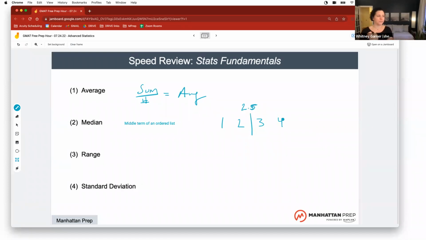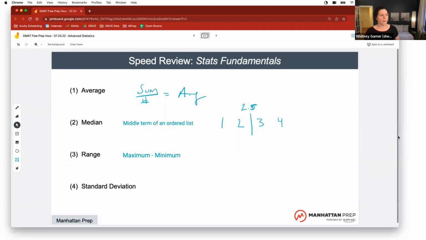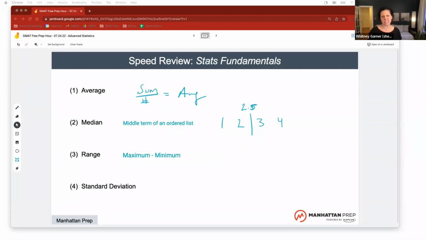What's my range? It is, once again, ordered. It'll be the maximum value minus the minimum, or the highest minus the lowest values in a set. Beautiful. Now, standard deviation, there is a formula. We do not ever need the formula for standard deviation, thank goodness. But conceptually speaking, what is standard deviation? What in the world is standard deviation as a concept?